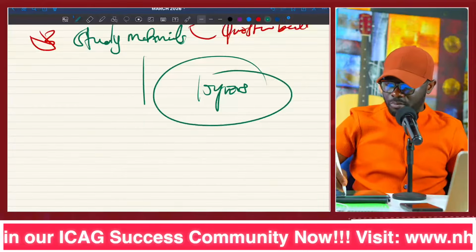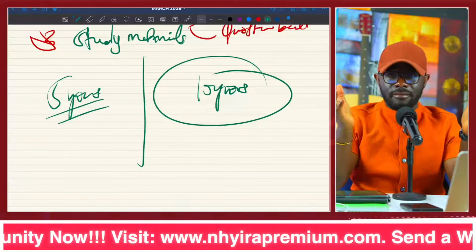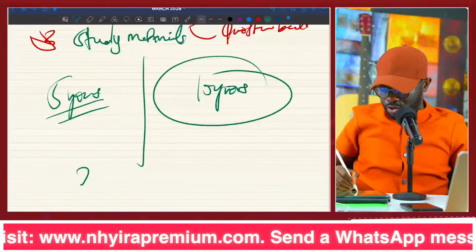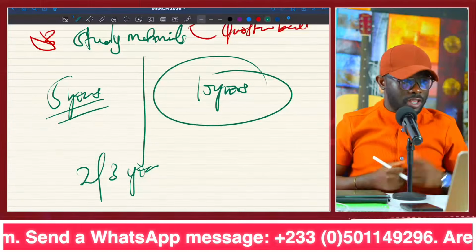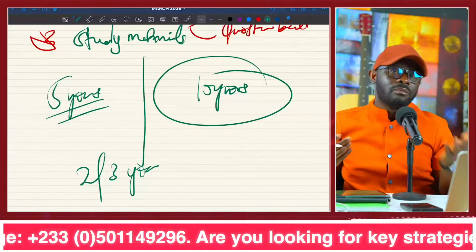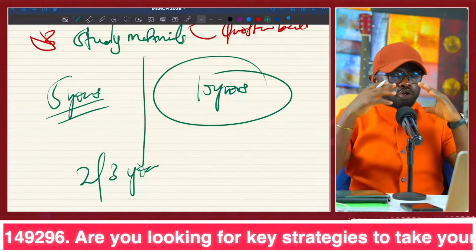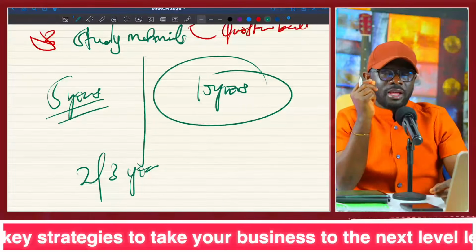You are not supposed to be on this journey for 5 years. That's not fine. You can do this in 2 years, at most 3 years, if you are starting from level 1. That's what I'm trying to say. So it's possible to be done within the shortest possible time.